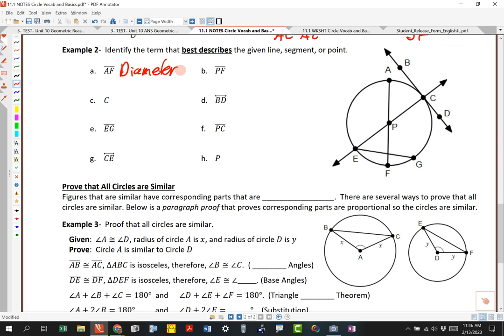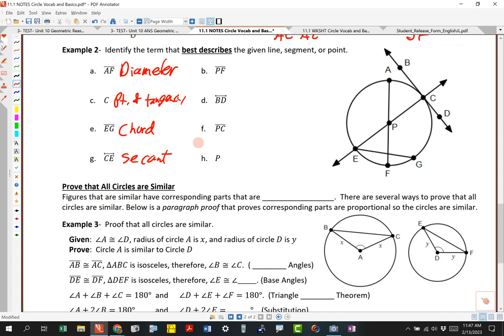C. Samara. Yep, point of tangency. What about EG? Best name for EG. Caleb, what do you got? It is just a chord. That's about as special as it gets. CE. Look carefully. It's got a line through it. Probably the best name for that, because it's a line, is a secant. Okay? Secant.